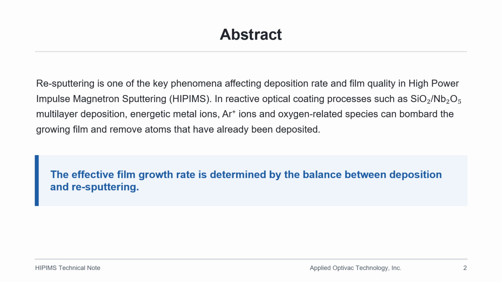Re-sputtering is the removal of atoms from a film after they have already been deposited. In reactive HIPIMS, energetic metal ions, Ar ions, and oxygen-related species can all contribute to bombardment of the growing surface. Note the highlighted statement: the effective film growth rate is not the deposition rate alone. It is the balance between incoming material and material removed by re-sputtering.